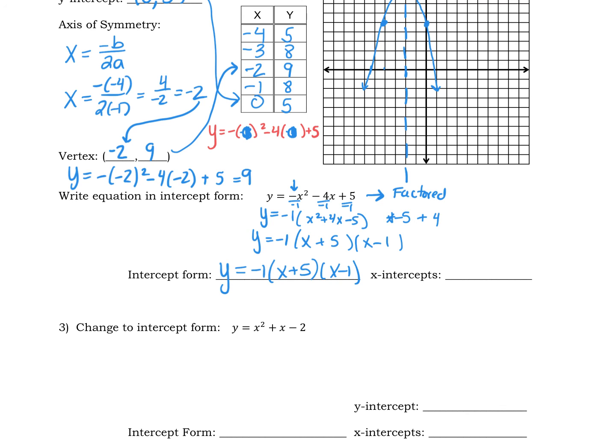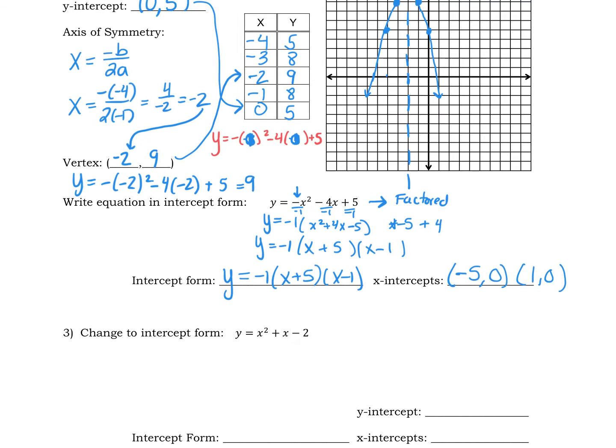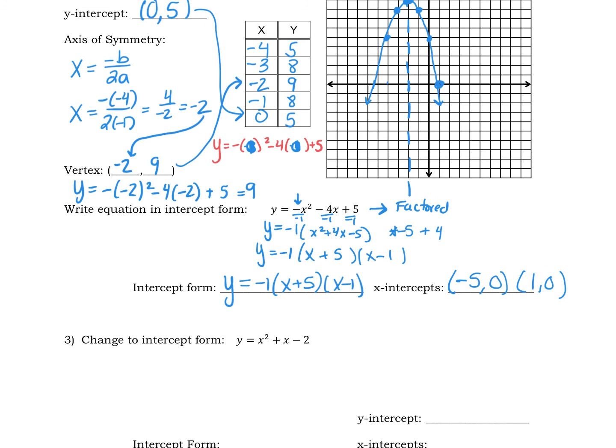So my x-intercepts are always the opposite, so it would be -5 and +1. So actually I can add these to my graph now. So +1 and -5, and I was actually pretty close when I drew my graph. So those would be my x-intercepts.